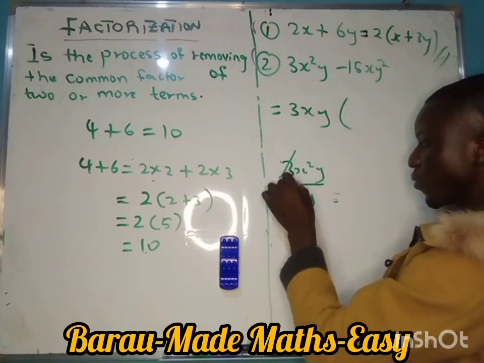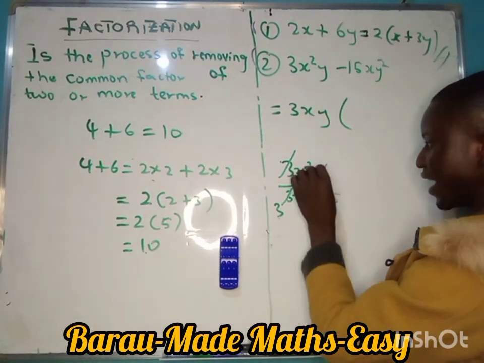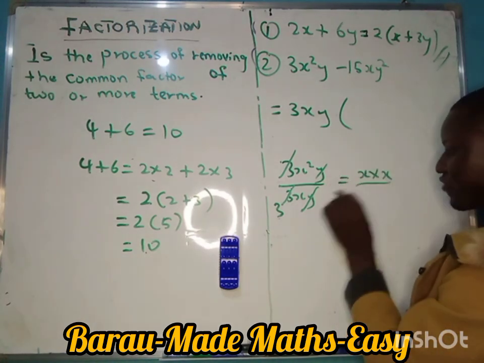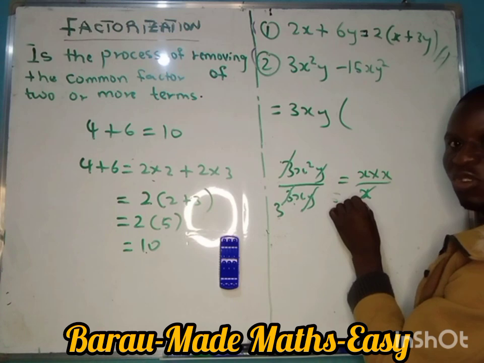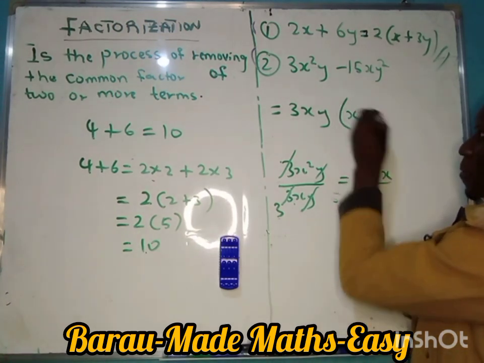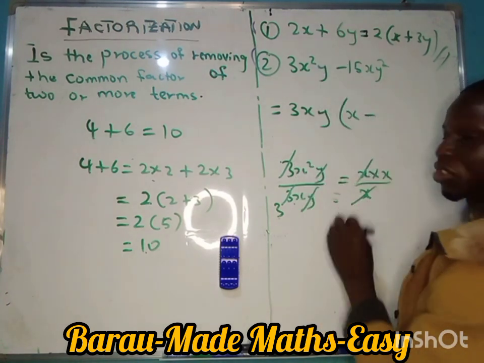You can see 3 will divide 3. y will divide y. Don't forget, x squared means x is multiplying itself 2 times. And we are dividing by 1 x. So this 1 x on the denominator will strike out one of the x on the numerator. So we'll be left with x. Our connecting operation is subtraction.